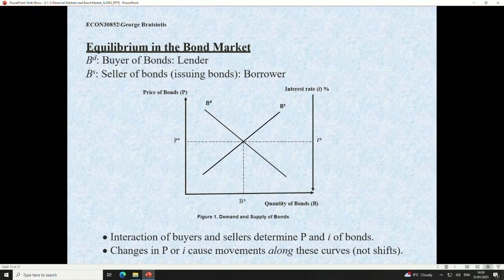Of course, the supply of bonds now is the one who issues the bond and the one who's the borrower. These guys need the funds. It could be the government, it could be a corporation, it could be anyone, but they issue the bonds because they need funds.